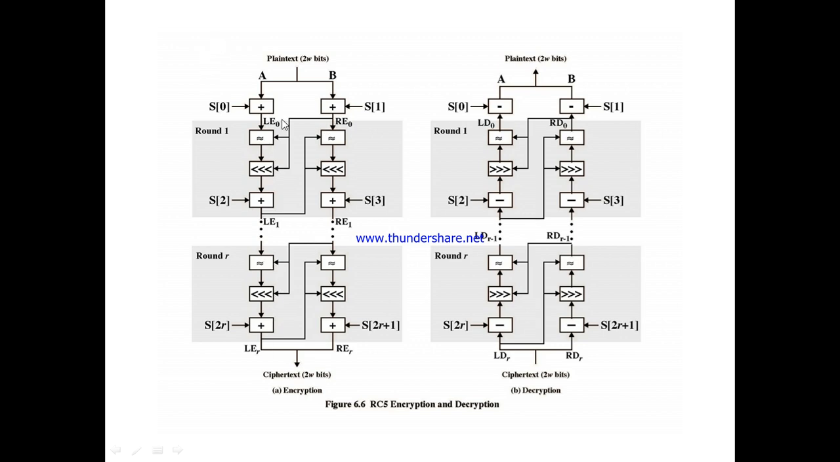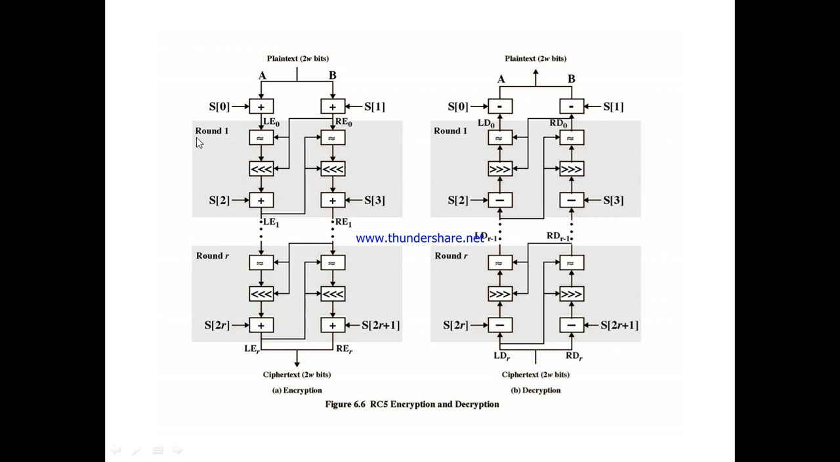XOR, shift, and addition. And additionally, before each round, before the first round itself, we are performing this addition operation. So we divide the plaintext into two halves, A and B, so that we are performing addition with S0 and S1. So this is the first addition operation. Generally, in a Feistel structure, after the last round we will have an addition operation. But coming to this RC5, initially only we are going to perform this operation.